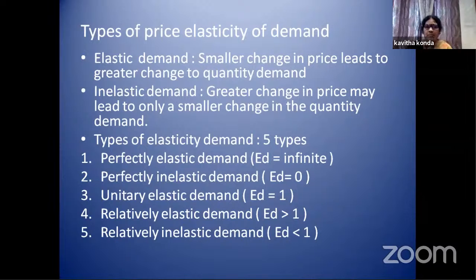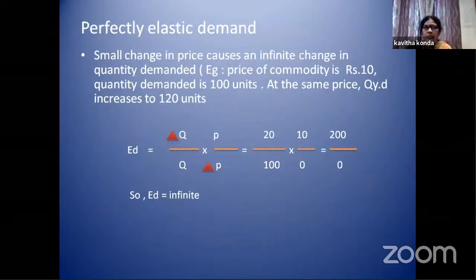Let us go for perfectly elastic demand. Perfectly elastic demand is the first type in price elasticity of demand. According to this, a small change in price causes an infinite change in the quantity. I will explain with an example. If the price of a commodity is 10 rupees and the quantity demanded is 100 units, without any change in the price, it remains 10 only, but the quantity demanded increases to 120. That means an infinite change can be seen without a change in the price.